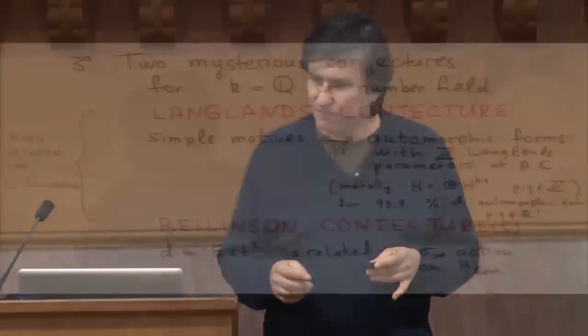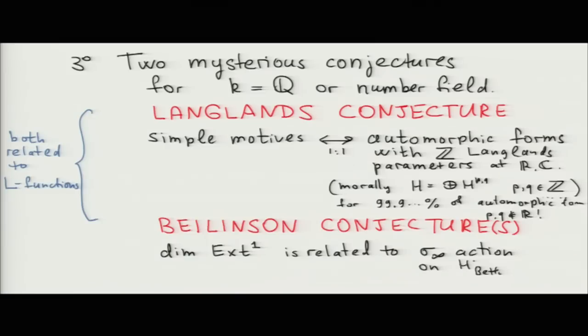And now for rational numbers, so for number fields, there are two really great conjectures which are not much talking to each other. One was explained by Richard Taylor. It's the Langlands program. It says that simple motifs over a number field, and simple with these coefficients, are essentially the same as some cuspidal automorphic forms with integer, but of some very special kind. There are much more automorphic forms than simple motifs.